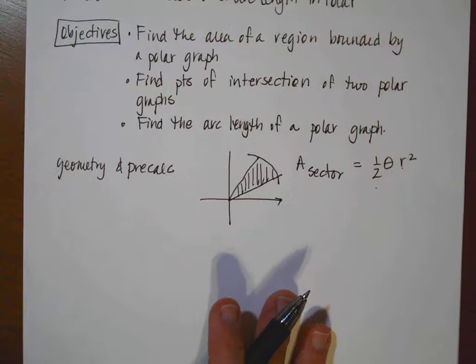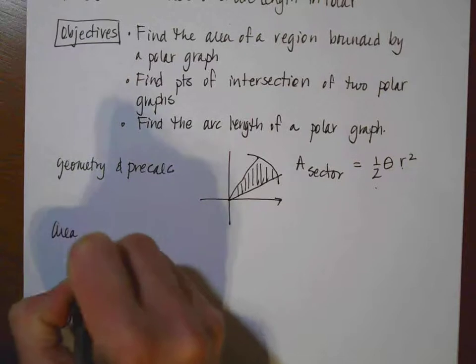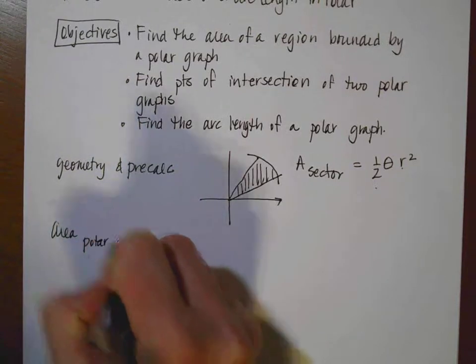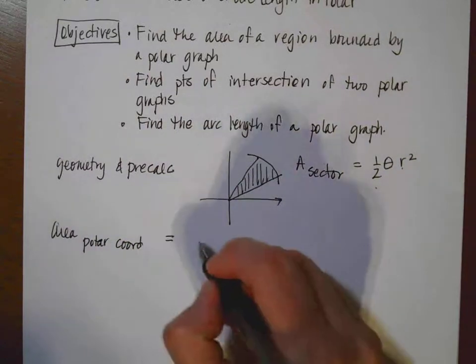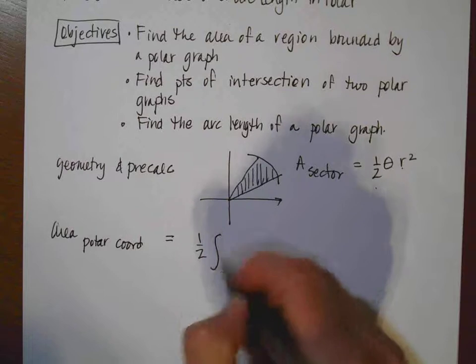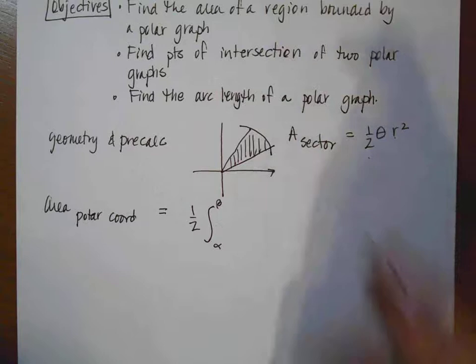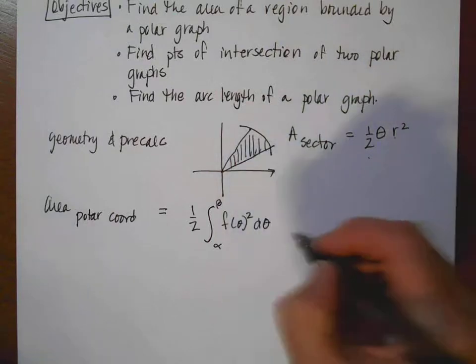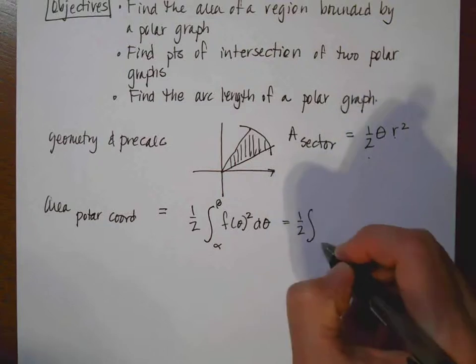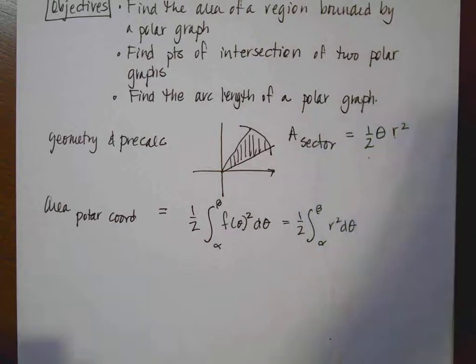Okay? Well, the same basic concept happens in polar coordinates. So the area in polar coordinates for a sector is going to equal 1/2, and then I'm going to have from alpha to beta of f of theta quantity squared d theta. And then we typically just simplify that to be alpha to beta r squared d theta. So it's actually not very hard.